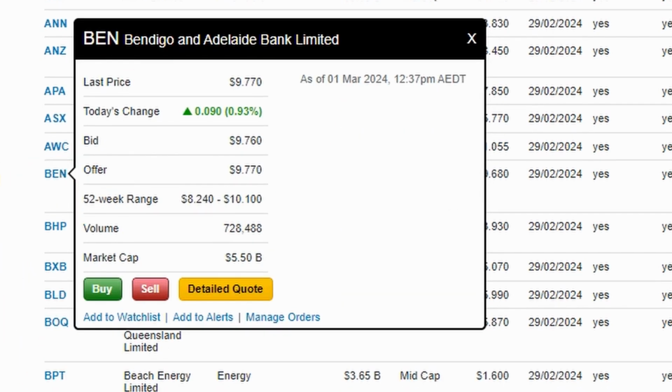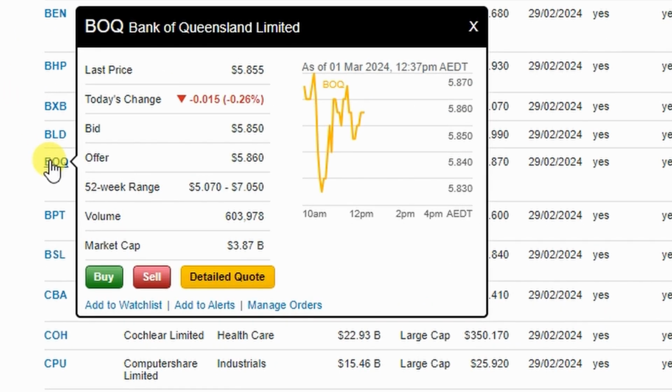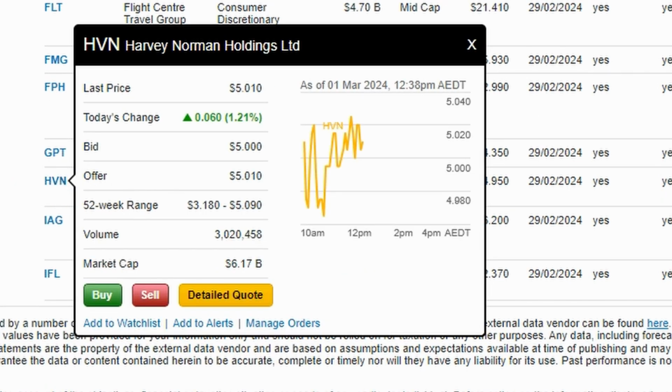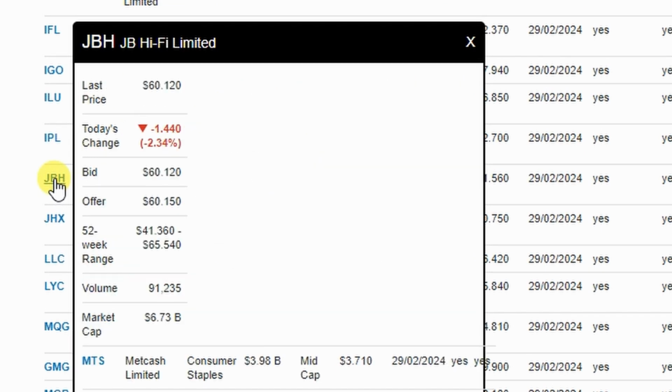Bendigo Bank, it's up. BHP I've already got. Brambles, Bank of Queensland, that's down a little bit. I might have a look at that. BOQ. Fortescue Metals, $26, so that's up a little bit. Harvey Norman, up. JB Hi-Fi, oh, that's down 2.3%. Current price is $60.